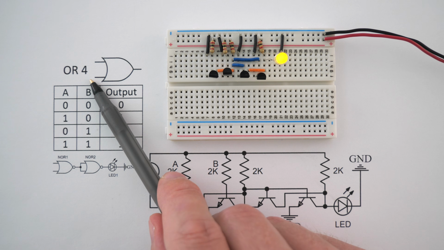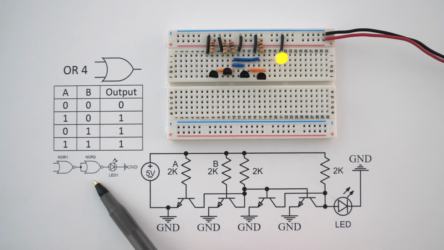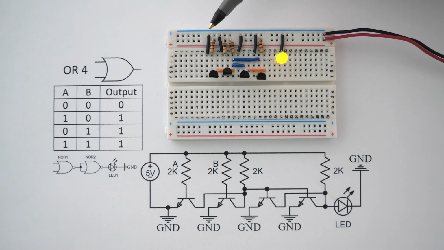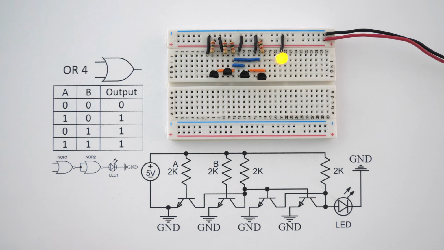OR gate number 4 is built using 2 NOR gates. We actually haven't talked about how to build a NOR gate yet, but I think you'll be able to follow this circuit. Right now we have inputs A and B turned on, which is why the LED is turned on.